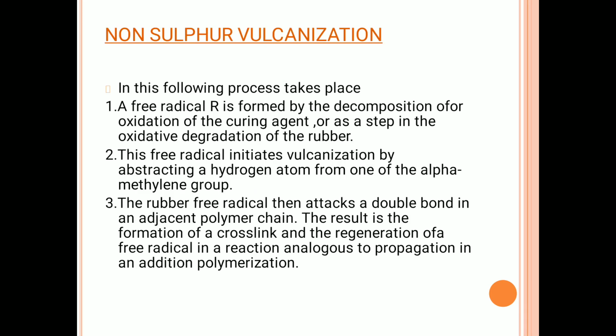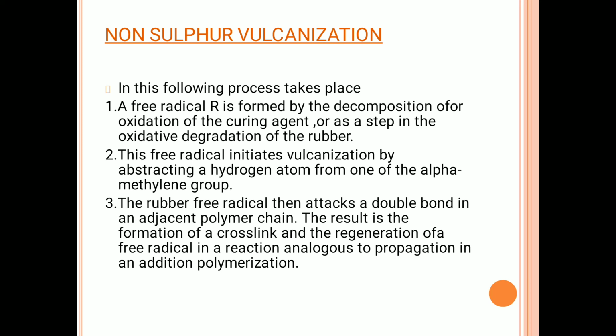Next is non-sulfur vulcanization. In this process, a free radical R is formed by the decomposition or oxidation of curing agents, or as a step in the oxidative degradation of rubber. Next, the free radical initiates vulcanization by abstracting a hydrogen atom from one of the alpha methylene groups. That is, in a rubber monomer of natural rubber, we have an alpha methylene group, from which the free radical abstracts hydrogen.